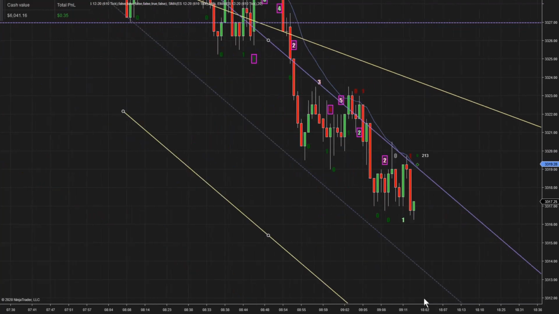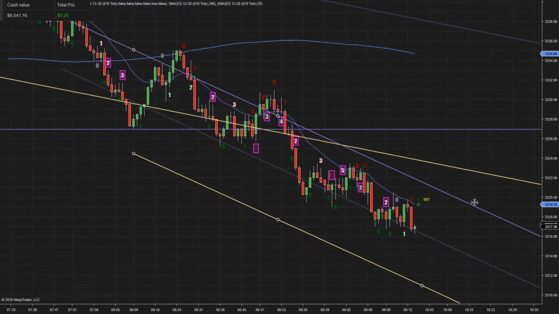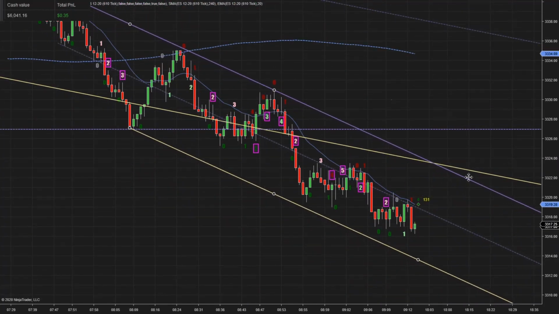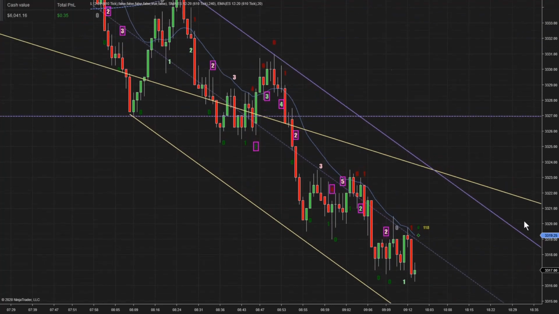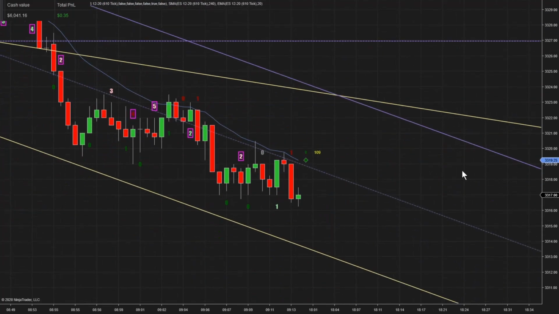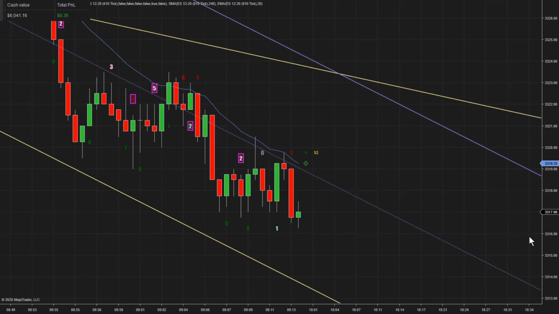Oh my gosh, love when that happens. Yellow trend line. NinjaTrader really needs an undo button. I would highly, highly request that function.